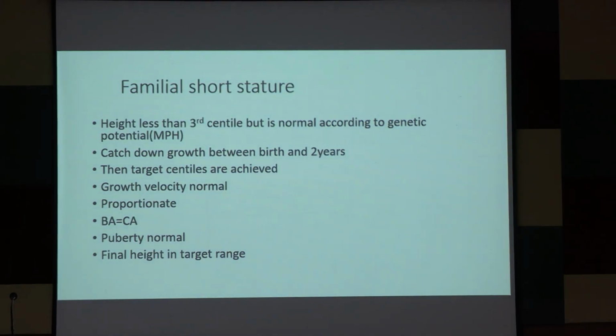In this case, you will get the mid-parental height, and if you put it in the growth chart at 18 years of age, you will see that it is coming below the 3rd percentile. There will be normal growth velocity. Birth weight is normal, but then there is catch-down growth in the first 2 years. When you follow up this case, you will see that by 2 years the height comes below the 3rd percentile, and it remains below the 3rd percentile throughout childhood, adolescence, and adulthood.